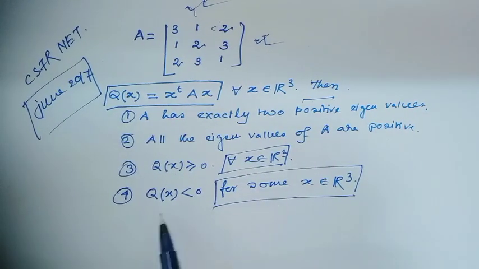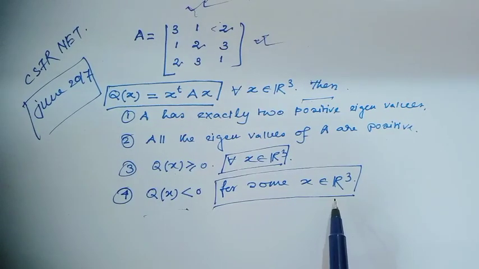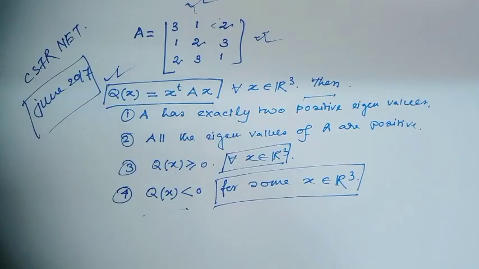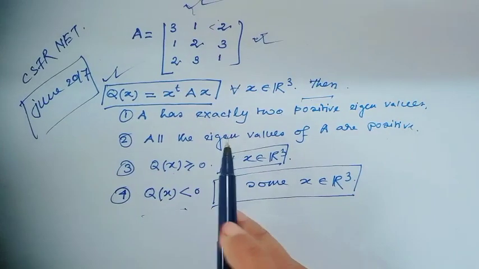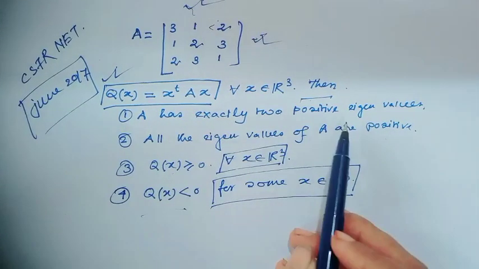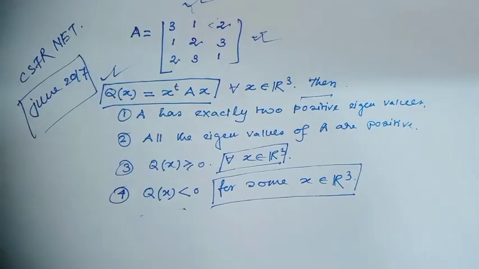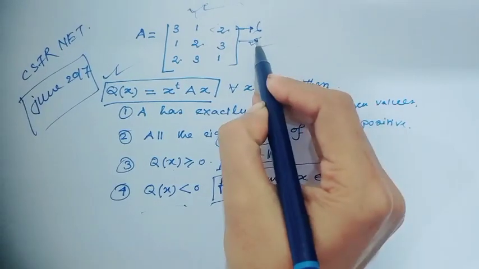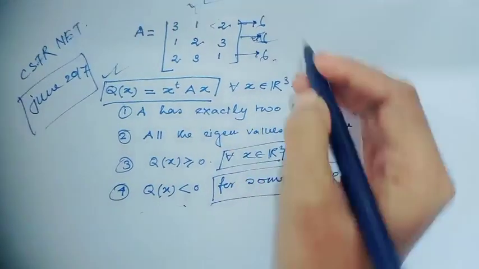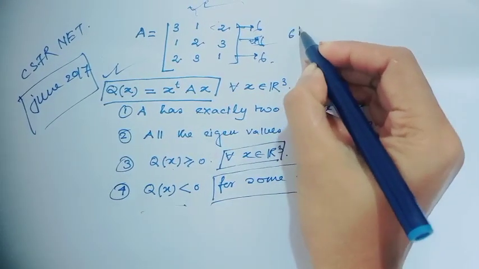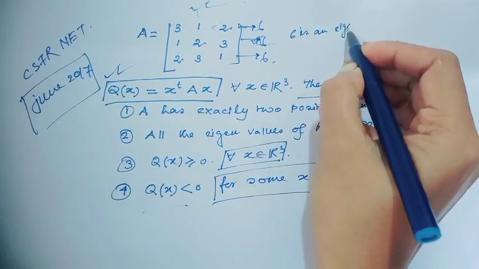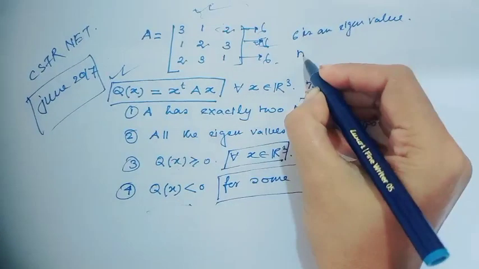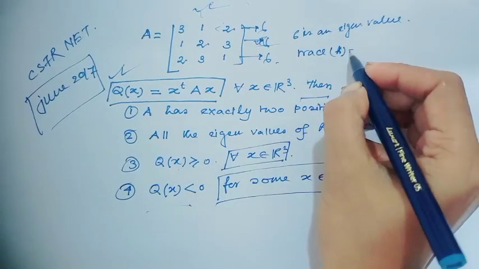Notice, this is true for some x belongs to R3. Here this is the quadratic form. At first notice, the first option indicates A has exactly 2 positive eigenvalues. Notice the interesting thing here. Each row sum of this matrix is 6. So obviously we can tell 6 is an eigenvalue of this matrix. Also notice the trace of this matrix is also 6.